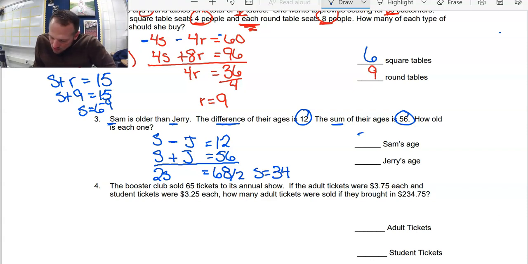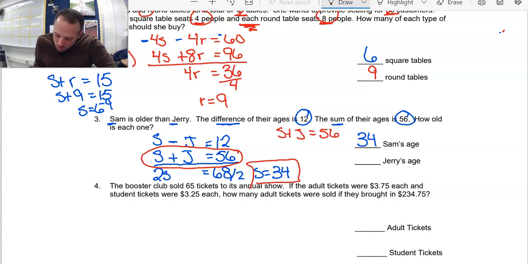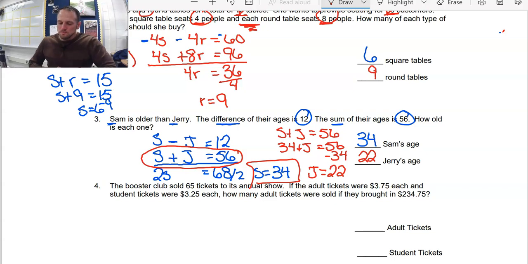So Sam's age is 34. Come back and choose either one of these two equations, whichever one looks easiest. I like the bottom. S plus j equals 56. S is 34. We already figured that out, so sub that in. 34 plus j equals 56. Then we solve this for j, so just subtract the 34. We're going to get j equals 22. Sam's age is 34. Jerry's age is 22.